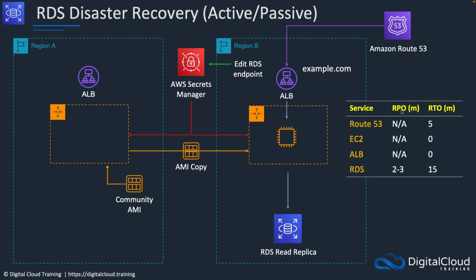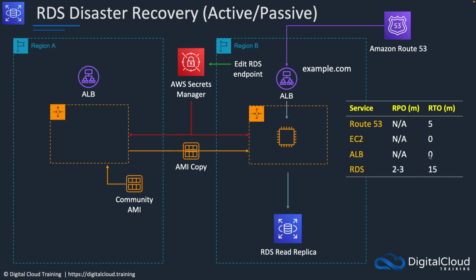Well, Route 53 doesn't have data, so there's no RPO. Also, our EC2 instances and load balancers don't have any data. So, of course, all that data is being stored in the database, so there's no RPO applicable. The RTO for Route 53 is about 5 minutes. Should be a bit faster. Then we have about 2 to 3 minutes RPO for our read replica. So that's the lag time for asynchronous replication across regions.